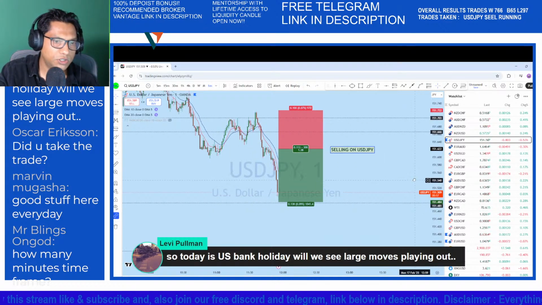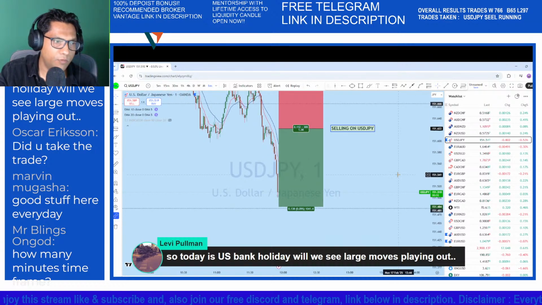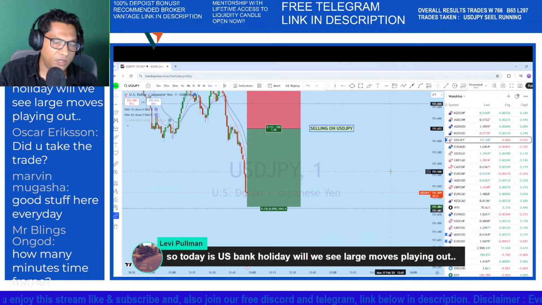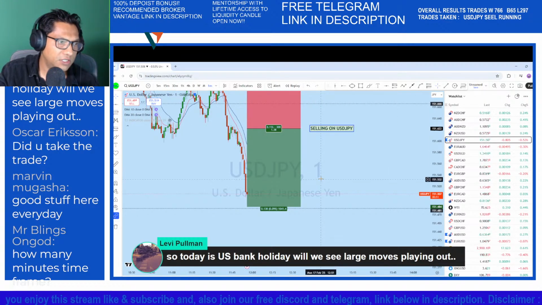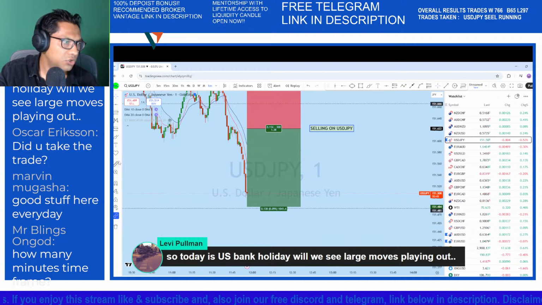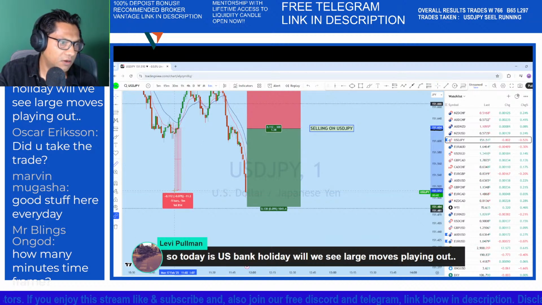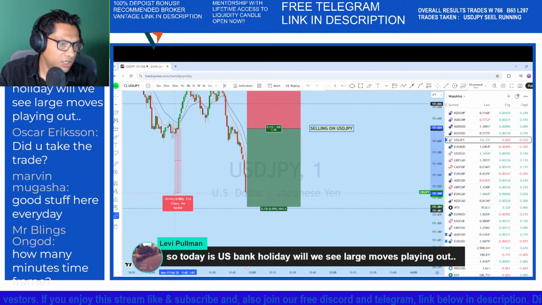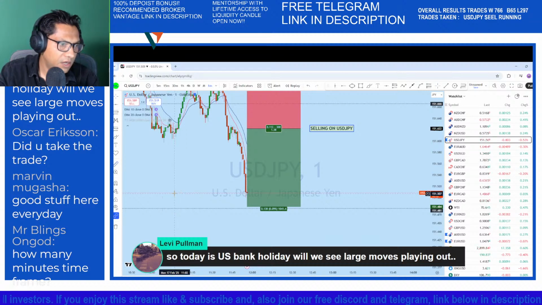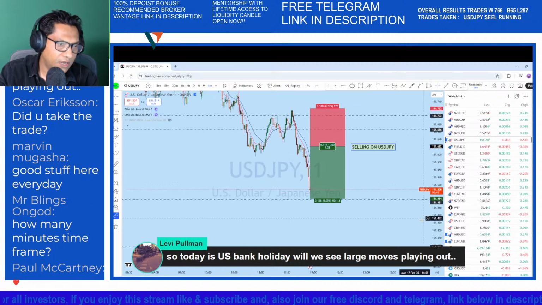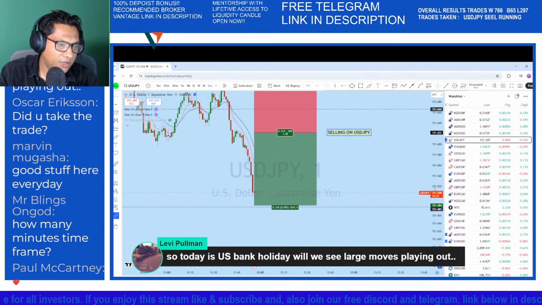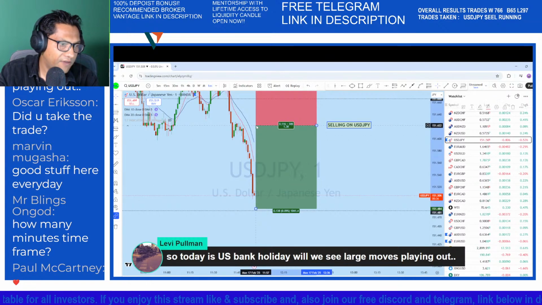Yes, we are almost nearly hitting the TP target. 1.51.48 is the TP on dollar yen. That's going to give us around, currently we are almost nearly at 10 pip running profit, and I would like to see it dropping back further.